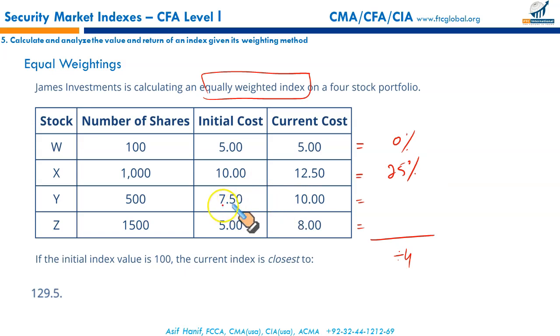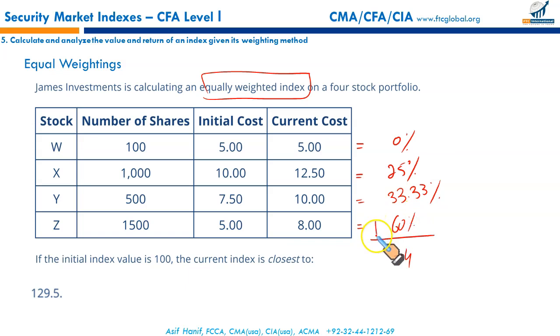Here the increase is 7.5 and 10, the increase is 2.5. 2.5 is what percentage of 7.5? 2.5 upon 7.5 times 100 gives you 33.33%. And lastly, the change 5 to 8 is 3. 3 upon 5 times 100 gives you 60%.